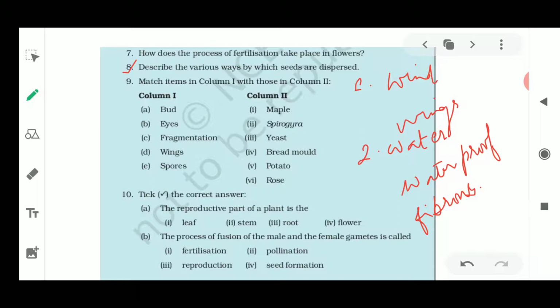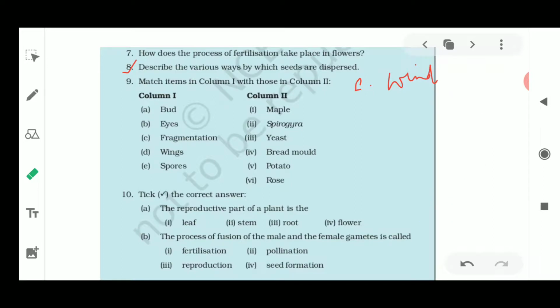Next we'll discuss dispersal by animals. So the third point you will write down as dispersal by animals.